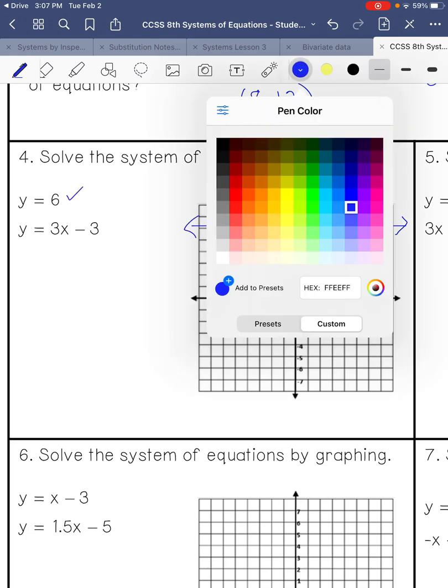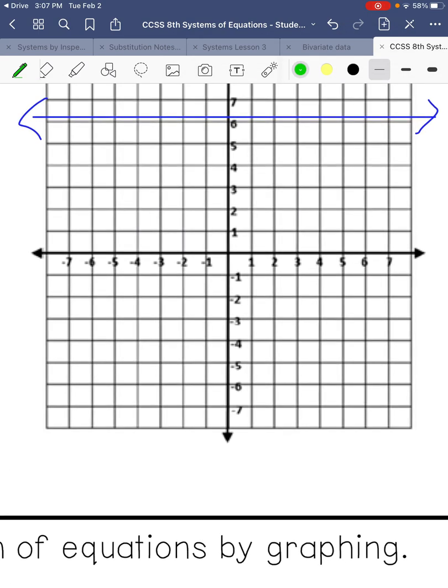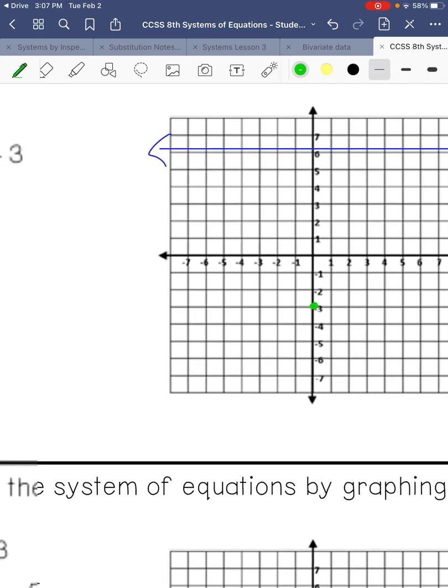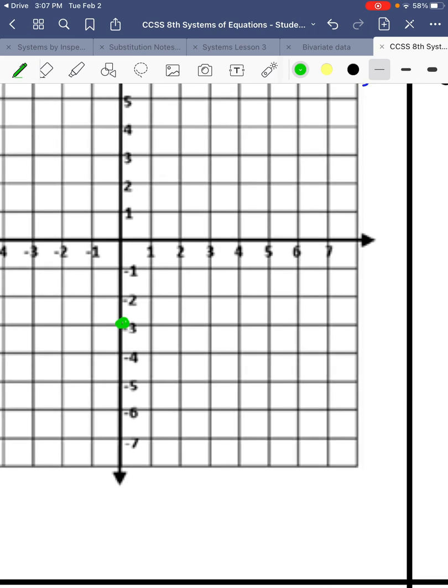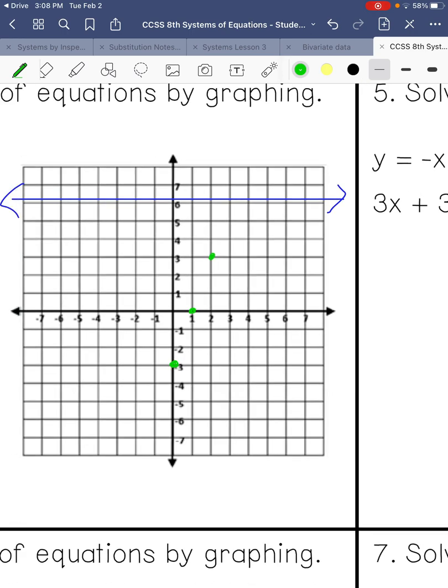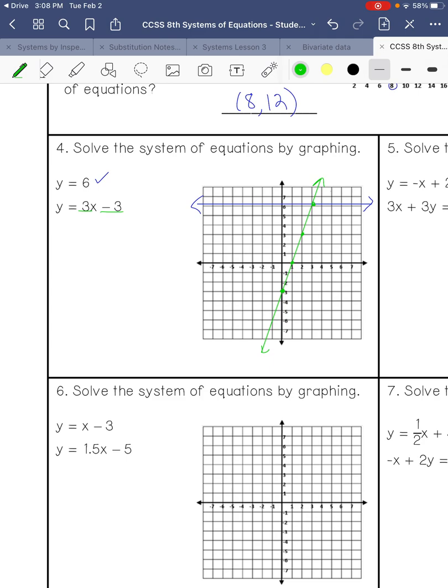And then my second one is y equals 3x minus 3. So I'm going to go down to negative 3, because that's my y-intercept. My slope is 3, which means I go up 3 over 1, up 3 over 1, up 3 over, oh, look what just happened. Okay, I can go ahead and connect my points. There we go. And the solution to my system is 3, 6.